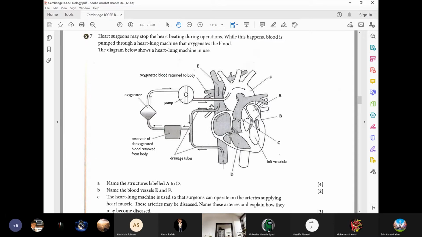All right, boys. This machine is called a heart-lung machine because it is performing two jobs. It is performing the job of the lung as well as the job of the heart. It is oxygenating the blood and also pumping the blood to the whole body. All right, boys, understood?